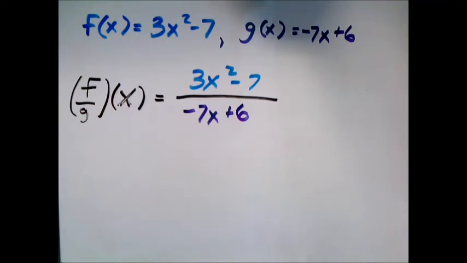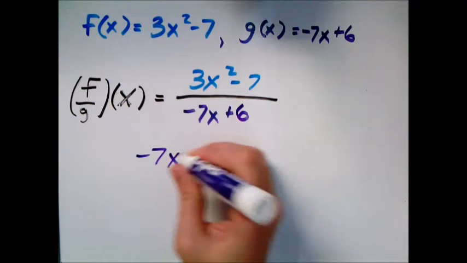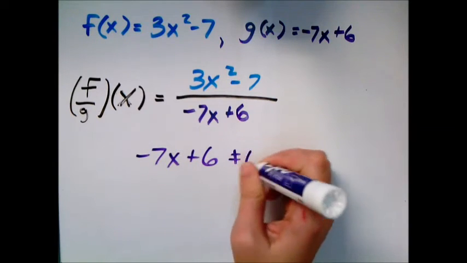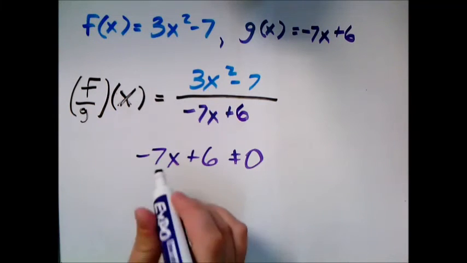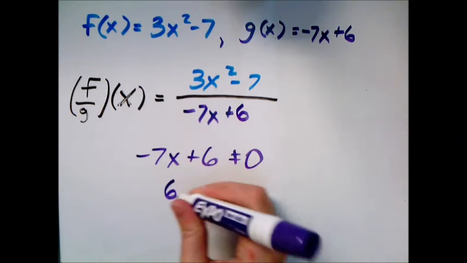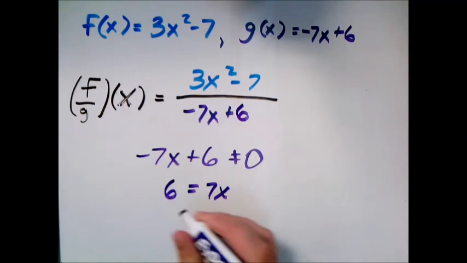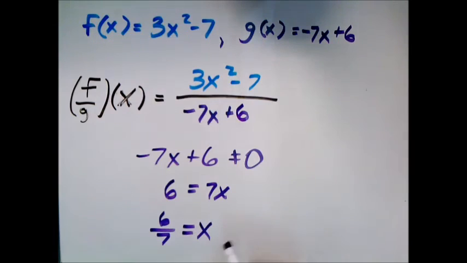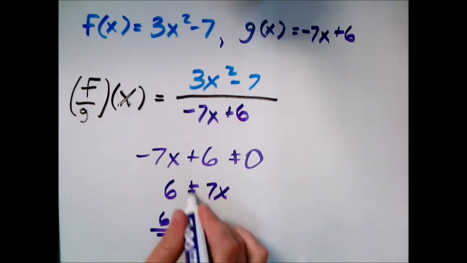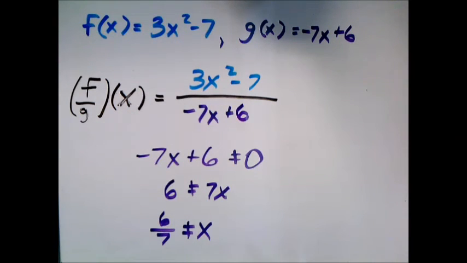So for the domain, it really doesn't matter what's on the top. We just need negative 7x plus 6 to never be 0. So if we figure out when it would be equal to 0, that's the one number we don't want to have. So I'll add 7x to the other side and divide both sides by 7. So 6 over 7. If I put this in for x, it would give me 0. So this is the one number that I don't want.